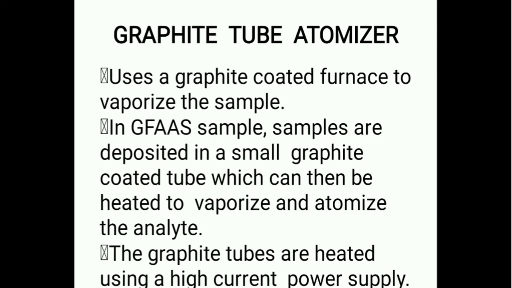Next we have the graphite tube atomizer. It uses a graphite coated furnace to vaporize the sample. In graphite tube atomizers, samples are deposited into a small graphite coated tube, which can then be heated to vaporize and atomize the analyte. The graphite tubes are heated using a high current power supply.